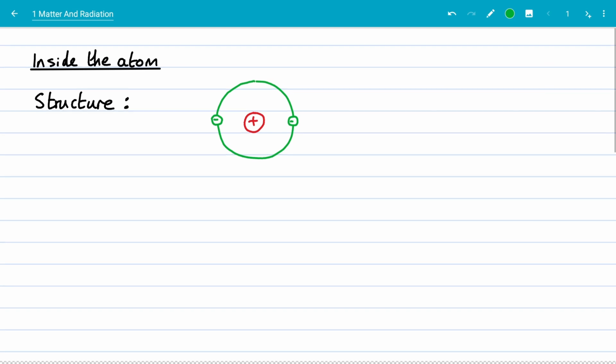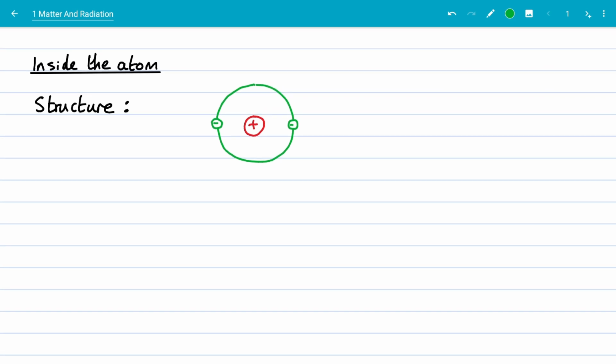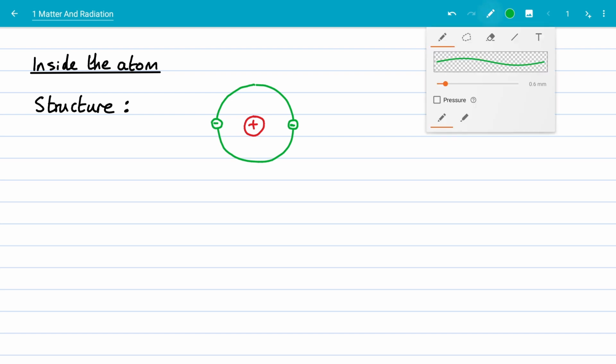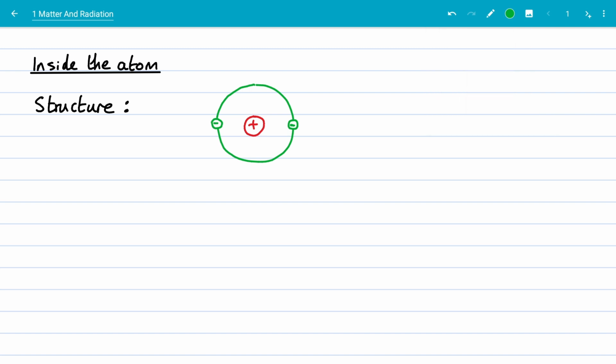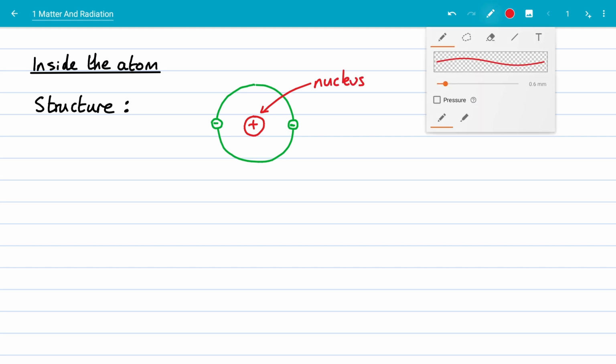Now, if you've studied GCSE chemistry, you might be a bit disturbed by this little sketch and be saying, well, hang on a minute, sir. You've got two electrons and one particle in the middle. And I suppose, yes, I do have one particle in the middle, because I could describe the nucleus as a particle. But the nucleus is not a fundamental particle. It contains other particles. So this is the nucleus, and we have electrons around the outside.